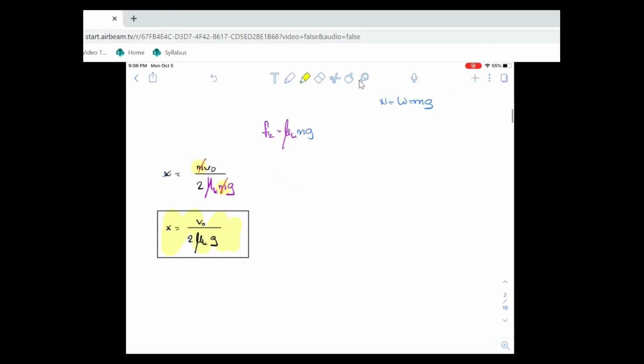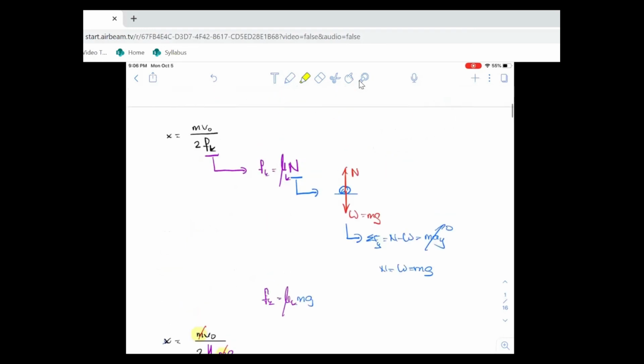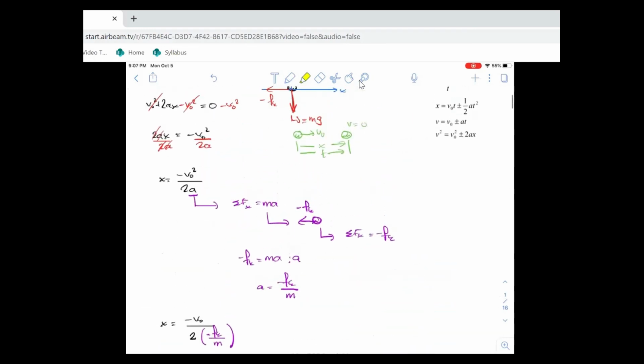v0 squared. Okay, I'm sorry, what did you say? Did I do the v0 squared? No. Okay, let's go back. Absolutely, give yourself 2 points for that one.